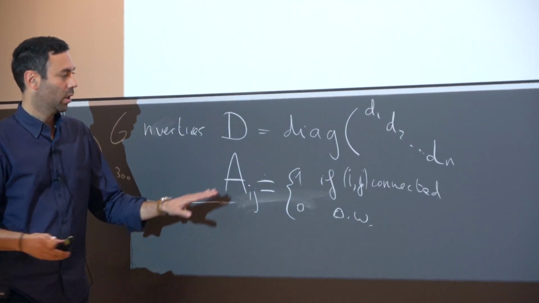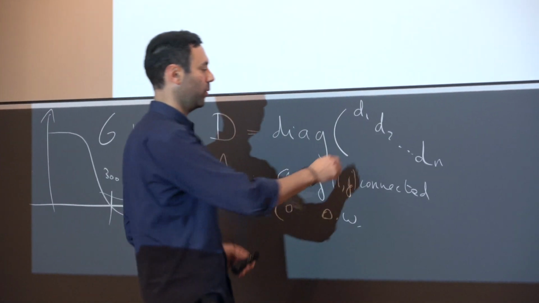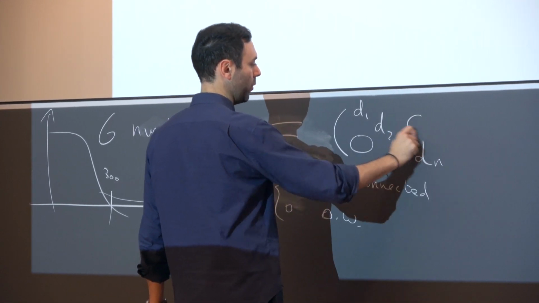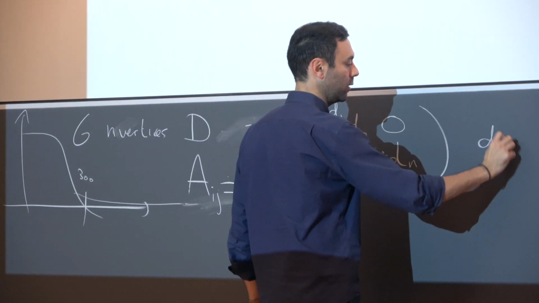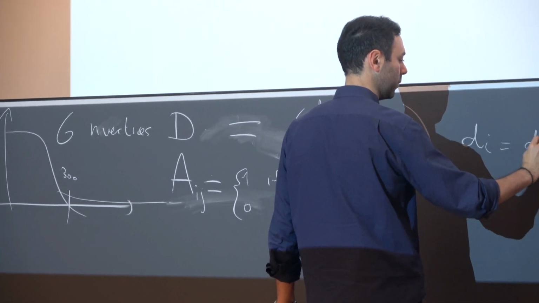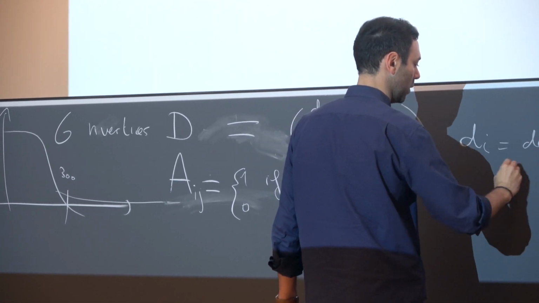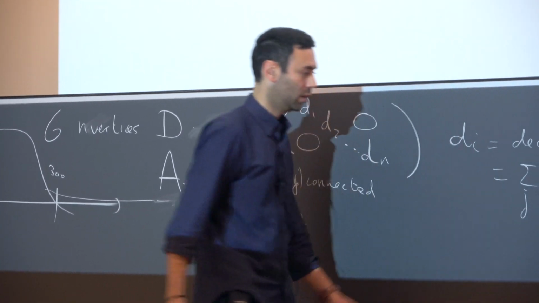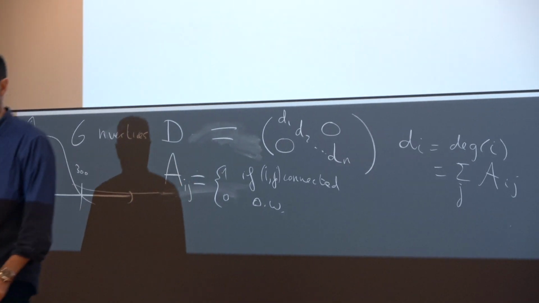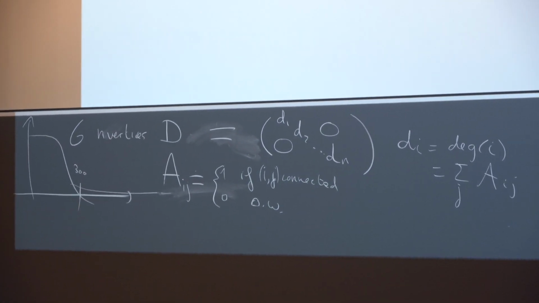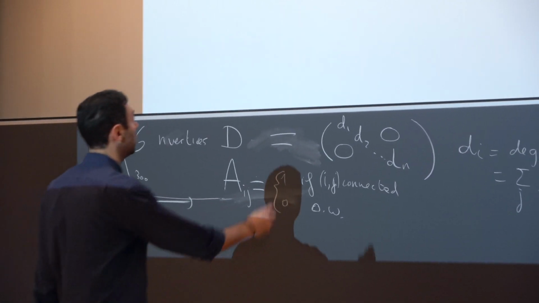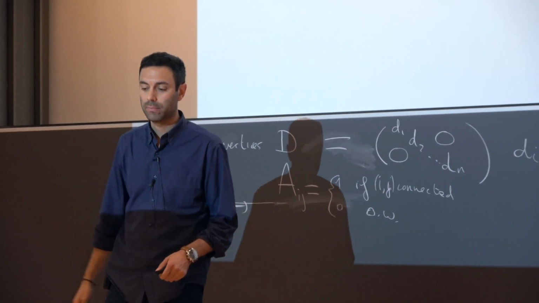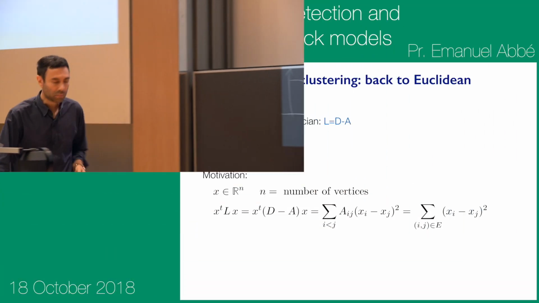Okay. And D is this diagonal matrix where you put 0 everywhere else. And di is the degree of the vertex i. So it's the summation of aij over all j. This is counting how many friends you have, the degree of the nodes. So now the Laplacian is defined as follows. You simply take this diagonal matrix of degrees and you subtract the adjacency matrix from it.